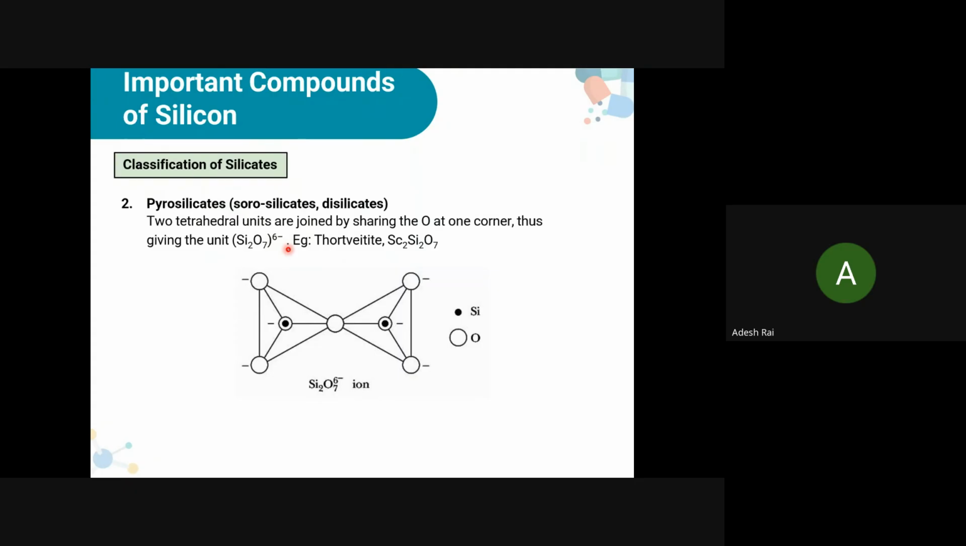Is that clear? An example of that is thortveitite, which is scandium silicate, scandium based silicate. Is that clear to everyone? Okay, what will be the overall charge?